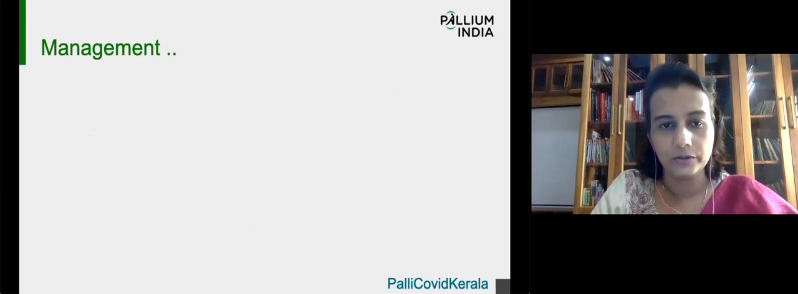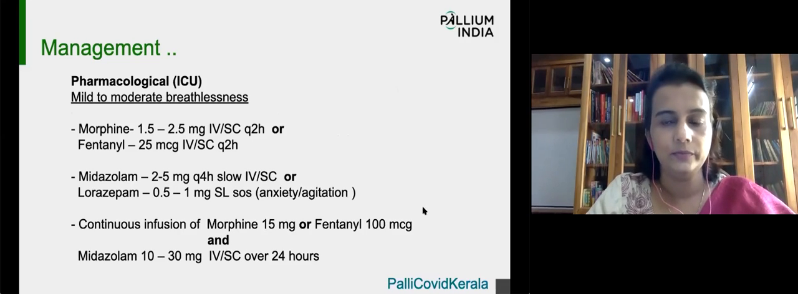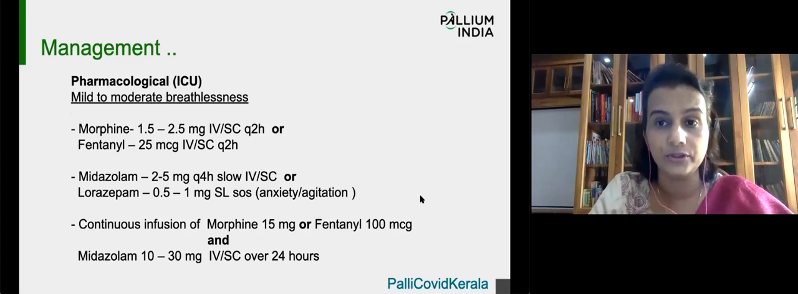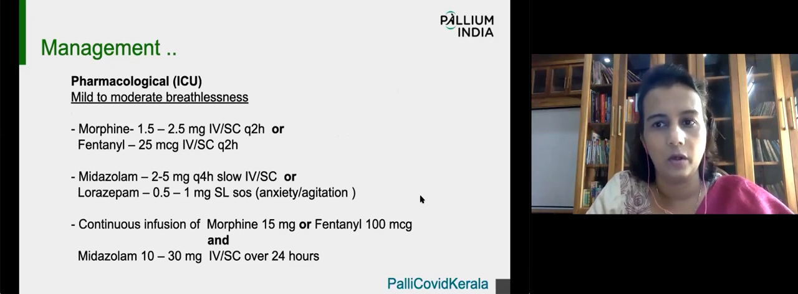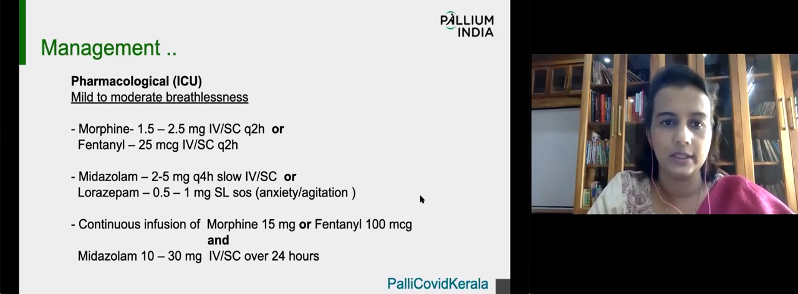Now, moving on to management in the ICU. It's not much different, but the only thing to note is that because it's an ICU setting, parenteral administration of drugs is more suitable than oral ones, because the patient might not be in a position to take oral medications. Either they can be intubated or ventilated, or they'll be too weak to take any oral medication.